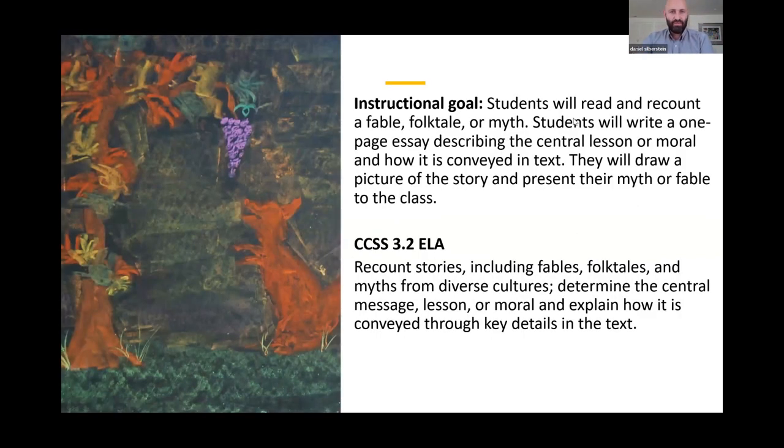So got some instructional goals, and I was a former teacher and I like to teach through thematic units. So she's in third grade. So we're going to do folk tales, which everyone loves. So students are going to read and recount a fable, a folk tale, a myth. Students will write a one-page essay describing the central lesson or moral and how it's conveyed in text. They will draw a picture of the story and present their myth or fable to the class. And again, there's the California Content Standard. So that's the instructional goal, right? She set her clear goal for what she wants the students to do.